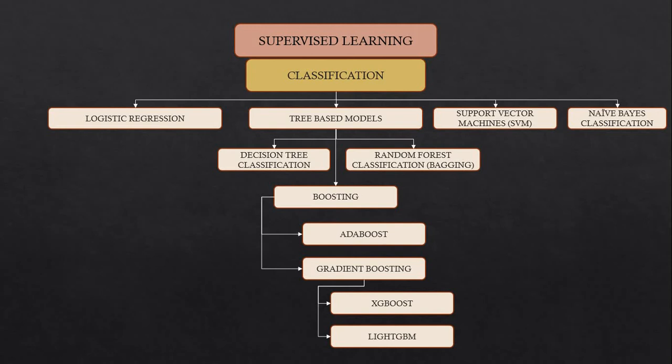Some of the widely used machine learning algorithms to solve a classification problem are logistic regression, tree-based models, support vector machines, that is SVM, and naive Bayes classification. Again, tree-based models are subcategorized into decision tree classification, random forest classification or bagging, and boosting. Whereas boosting is further categorized into two subcategories that are AdaBoost and gradient boosting. And gradient boosting is further subcategorized into extreme gradient boost, that is XGBoost, and light gradient boosting model, that is LightGBM.